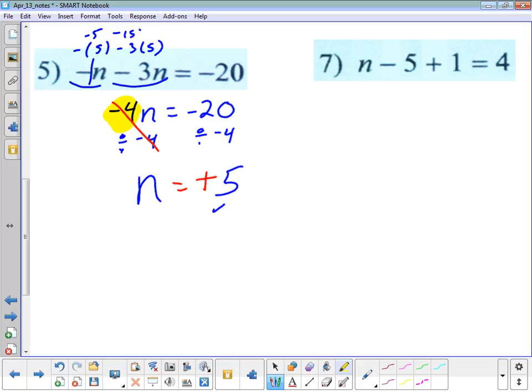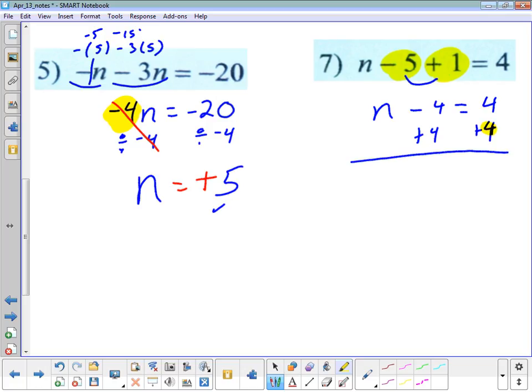Okay, let's look at the next problem. I've got n minus 5 plus 1 equals 4. The first thing I notice is I do have like terms. In this case, the like terms don't have variables with them. They're just the number portions. So I want to combine them first. A negative 5 plus 1 is a negative 4. So n minus 4 has to equal 4. Now I've got a one-step equation in which I just need to get rid of the minus 4. So I'm going to add 4 to both sides.